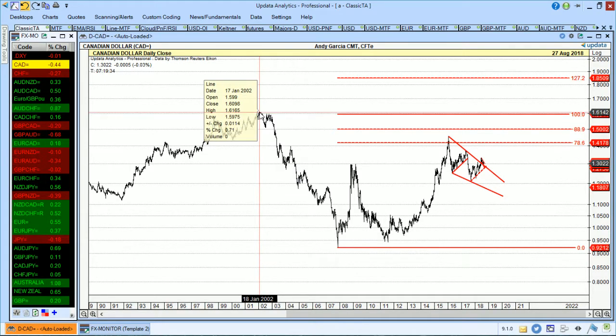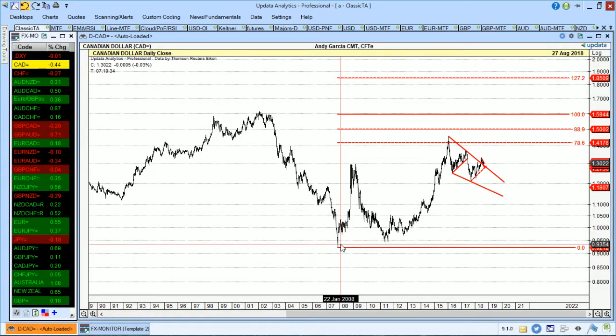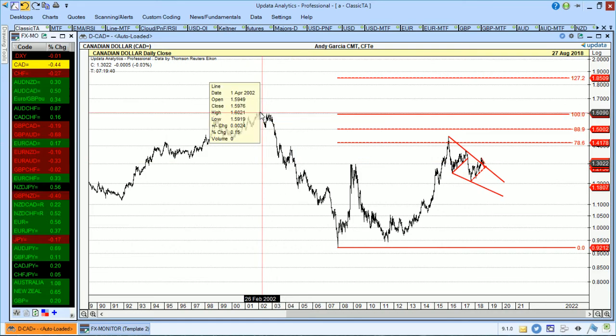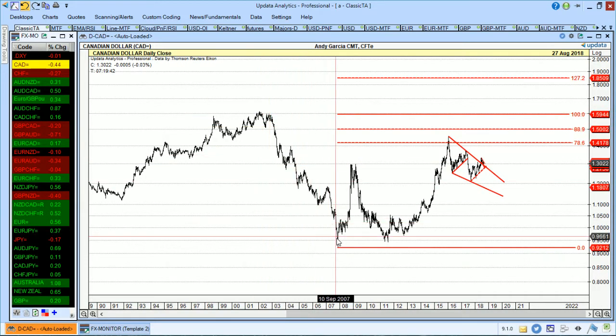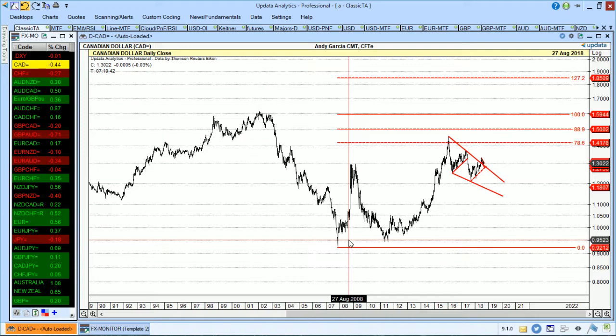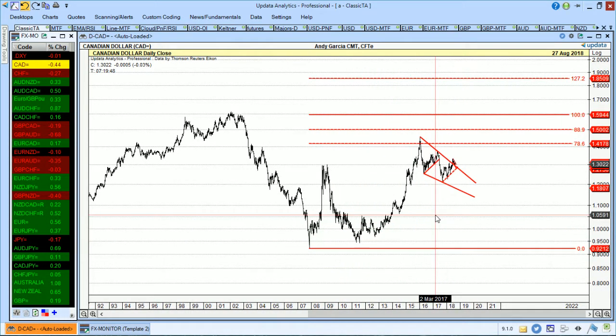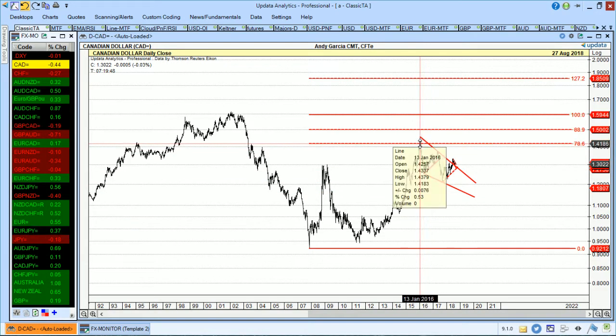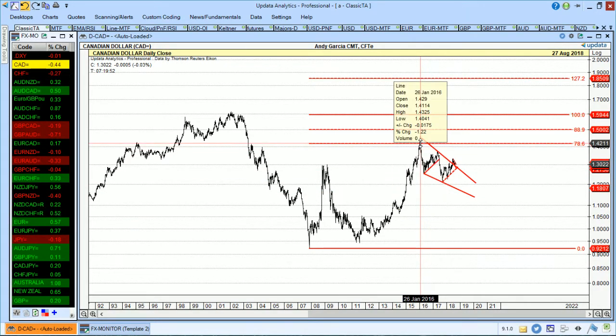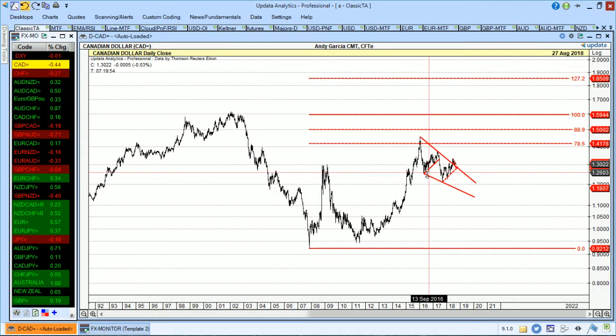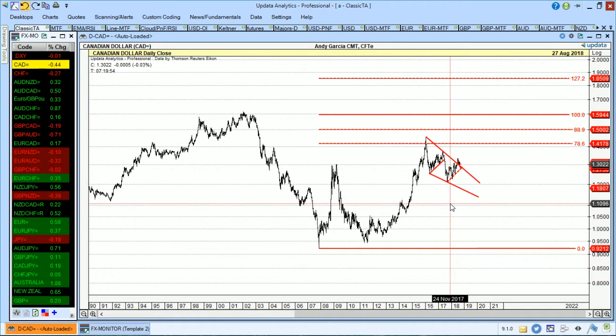And what I've done is I've measured this high down to this low. Okay, so what I've done is I've added a Fibonacci level from this high to this low, and this gives us a little bit of perspective, a little context, in terms of where the market is right now. You can see how the market bounced up to this 78.6 level, and then started to find some resistance.